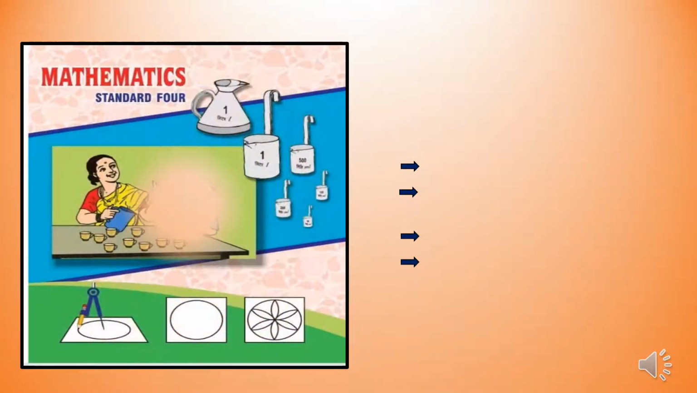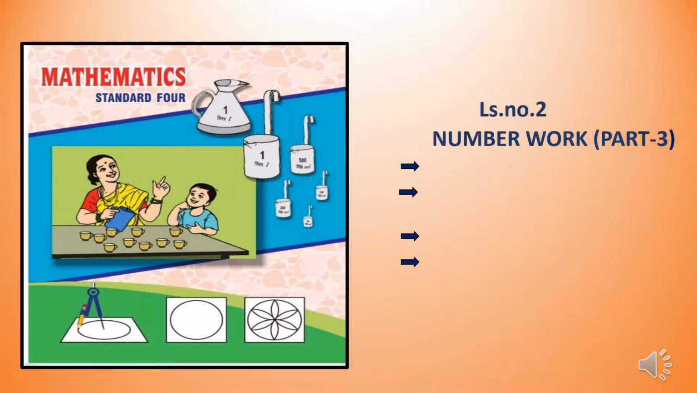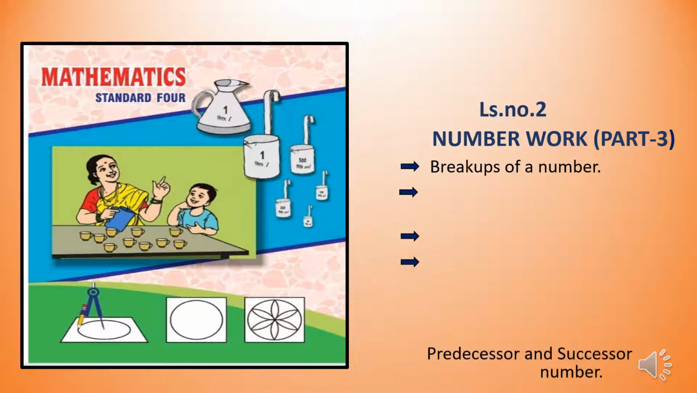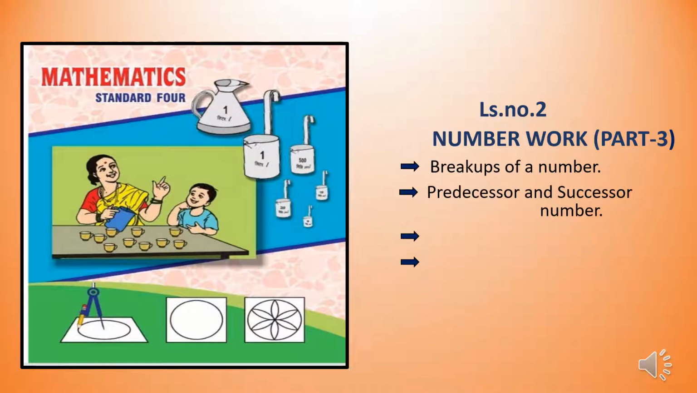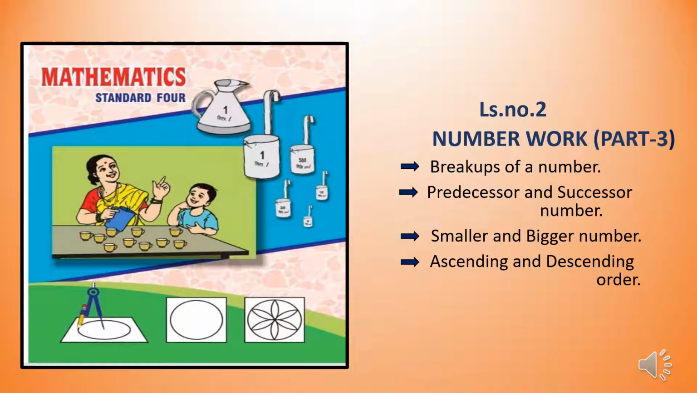So let's study maths. In the previous two classes, you have studied lesson number 2, number work, part 1 and part 2. Now let us learn about part 3. In part 3, we are going to study 4 subparts. First, breakups of a number. Secondly, predecessor and successor number. Third, smaller and bigger number. And fourth, ascending and descending order.